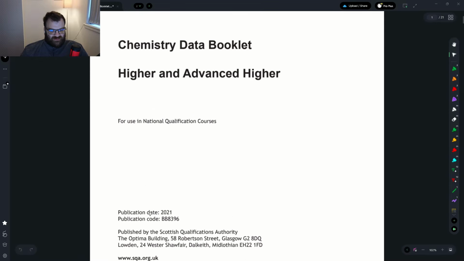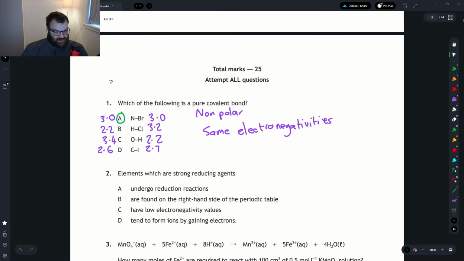When we're finding our values, we want to be using the 2021 published data booklet with the most up-to-date values that we're using. If you use an older data booklet, you might have slightly different numbers.